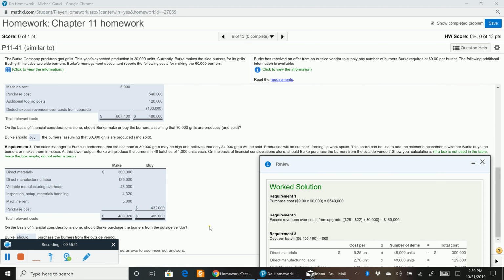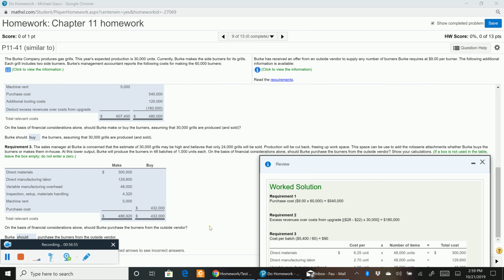And last but not least, requirement 3. The sales manager at Burke is really concerned. They're saying, you know what, selling 30,000 grills seems to be a bit high. They believe only 24,000 grills will be sold. And so the accountants accept this sales manager's advice, or concern, I should say. And they say, let's run the numbers with 24,000 grills sold only instead of 30,000.